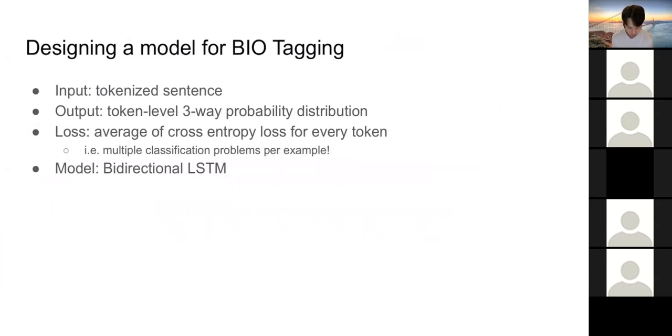And now the important question is, how can we design a model for this? Fortunately, designing a model after we have done text classification is not super difficult, because we still have the same input, which is a tokenized sentence, just like sentiment classification. And our output will be a token-level three-way probability distribution if we have only one kind of span. Of course, this will be 7 if we have person, location, and country.